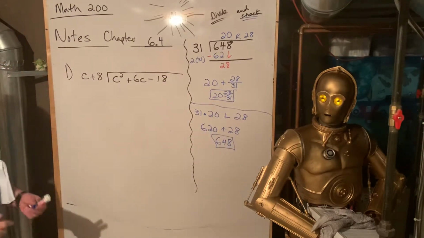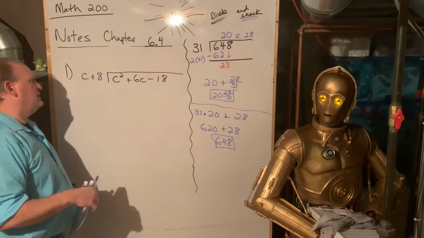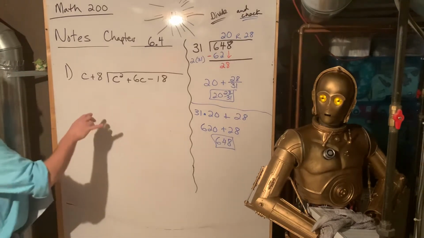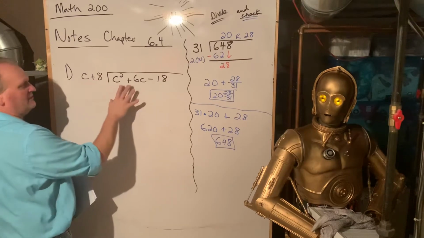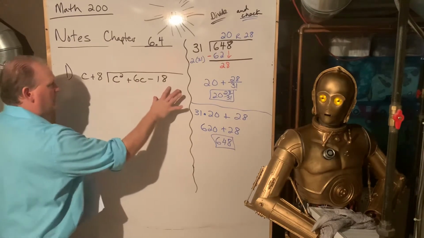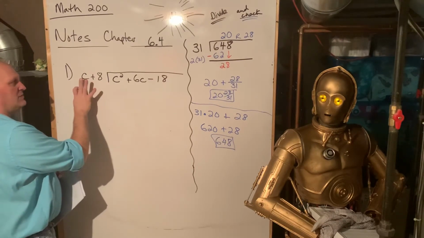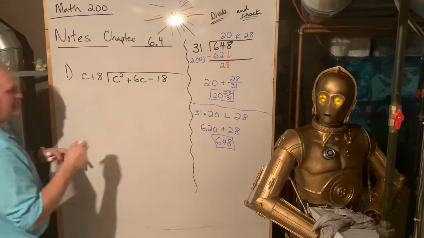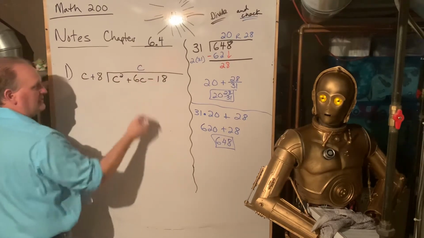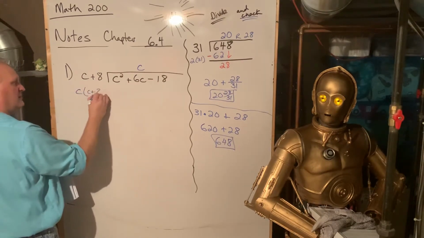Let's do it with this. So in some ways it's a little easier, and in a lot of ways it's a little harder. The way that it's easier is you only focus on the first term. So this is a first degree binomial being divided into a second degree trinomial, but you only focus on this first term. So you ask yourself, what do I multiply C by to get C squared? Well, the answer should come back C. C times C is C squared. So we're going to write that down.